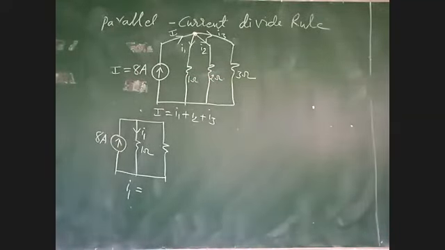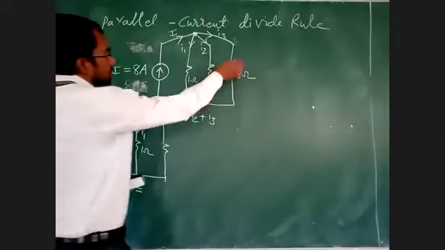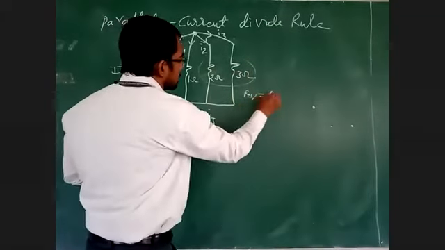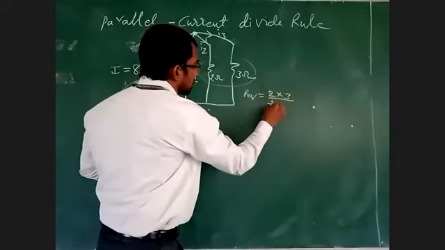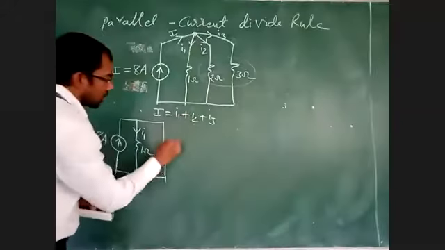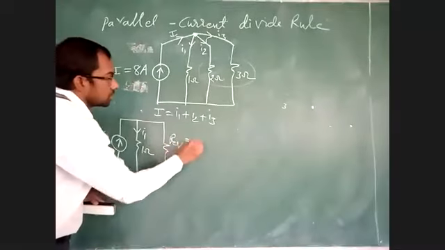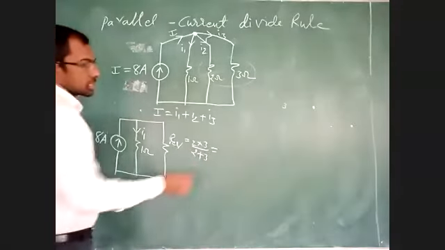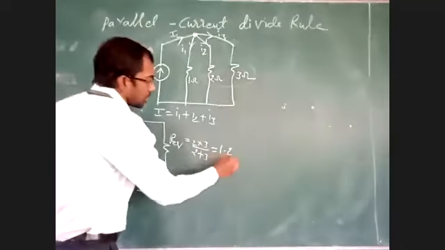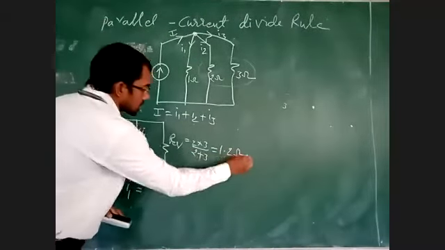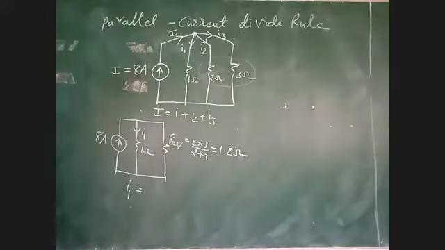Parallel. Now determine the equivalent resistance of these two. R equivalent is equal to R1 R2 by R1 plus R2, that is 2 into 3 by 2 plus 3, that is 1.2. Sorry, 1.2 ohms. It is the equivalent resistance.